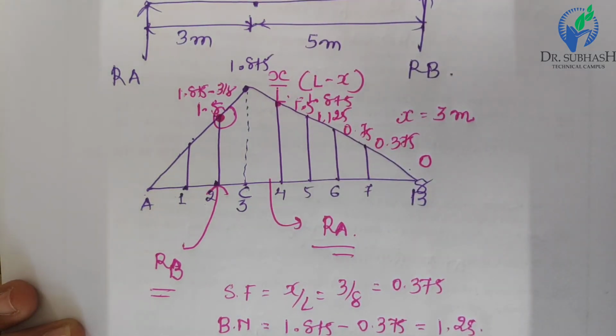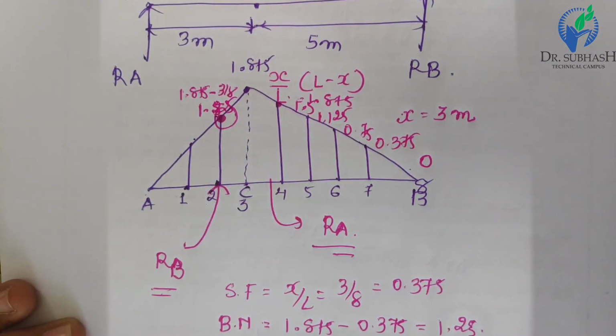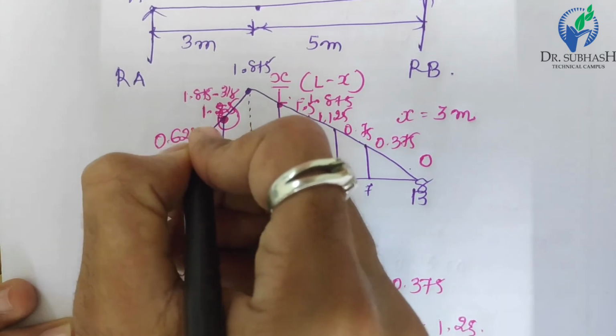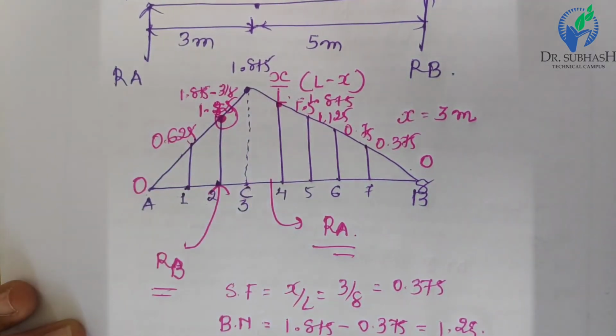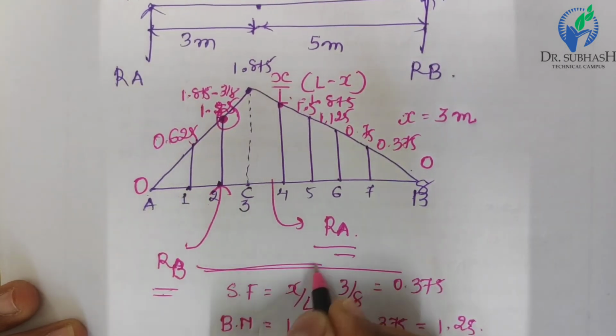Now on the opposite side we find 0.625. So 1.875 minus 0.625, so we found 1.25. Again 1.25 minus 0.625, so we found 0.625, again 0.625, again 0. So you have to cross check over there. That way you have to find the bending moment diagram.